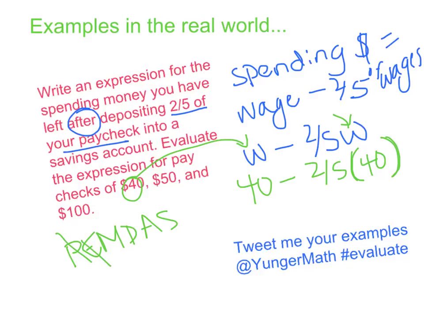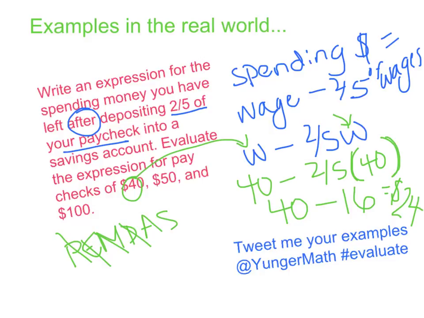Exponents, there aren't any. Multiplication and division, there is, because we have 2/5 times 40. So 2/5 times 40 is 16. I'm just going to rewrite this. That's my multiplication and division. Now addition and subtraction. 40 minus 16 equals, I'm running out of space, but 24. So $24 is how much spending money there would be.